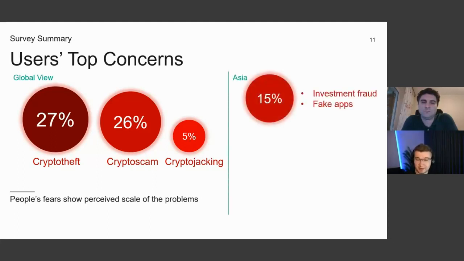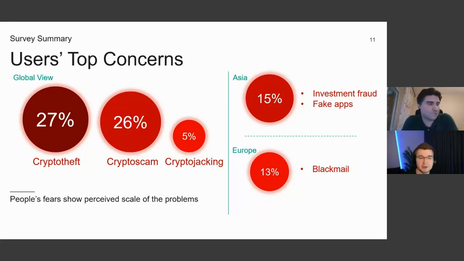Now, cyber threat perception also varies by region. For instance, in South Africa and Asia Pacific, crypto investment fraud, which takes about 23% and 50% respectively, and fake apps, roughly about 16%, are the major concerns for those users. And in Europe, it's quite different. Blackmail and extortion, at 30% of the users, are the key concerns.